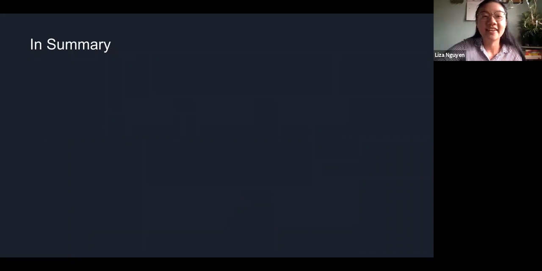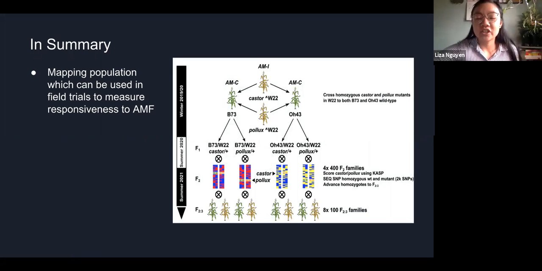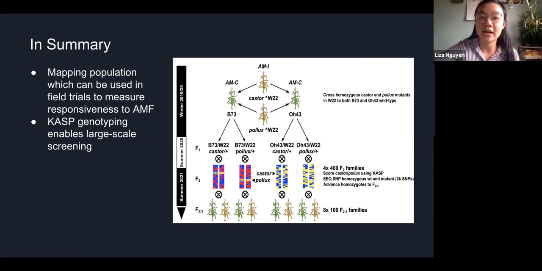Okay, so in summary, I spent a good chunk of my master's time here making this mapping population, which can be used in field trials to measure mycorrhizal response. I optimized Cas genotyping to make life a little easier this summer.